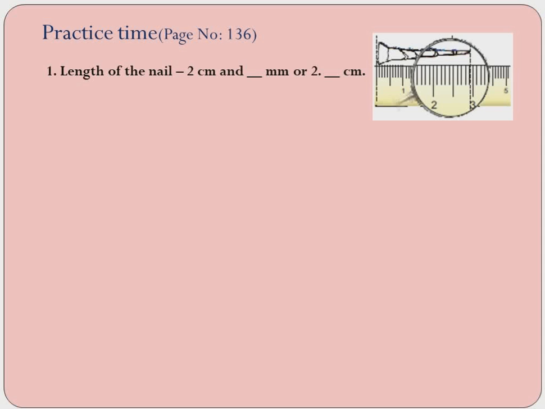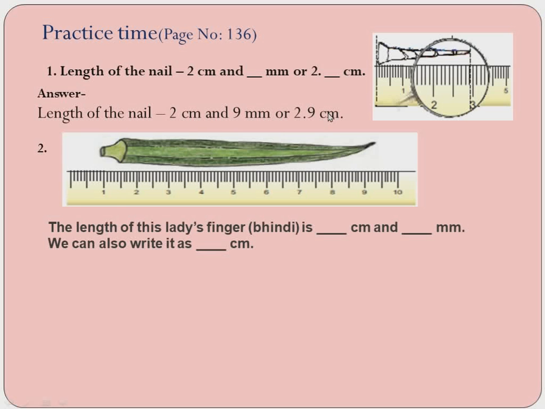Practice time, page number 136. Now the length of the nail is 2 centimeters and dash mm, or 2 point dash centimeters. So 2 centimeters, how many mm is it? 9. Yes or no? The next one is 3. So this is 9. 2 centimeters and 9 mm, or you can write it as 2.9 centimeters.